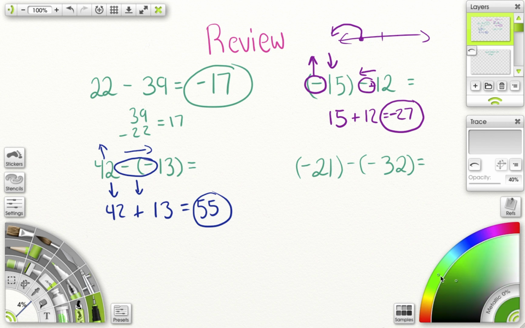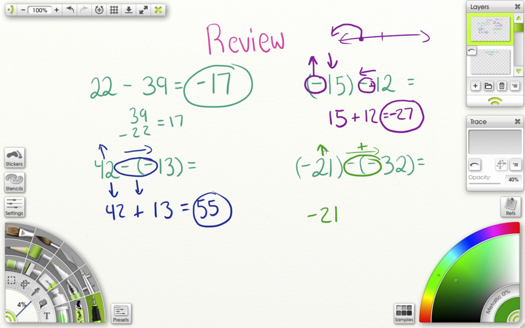Our last one is negative 21 minus negative 32. Remember, we have two of the same signs. These two form together to create a positive. And what's going to happen is we're moving to the right. So I take my negative 21, and this number is going to increase in value.